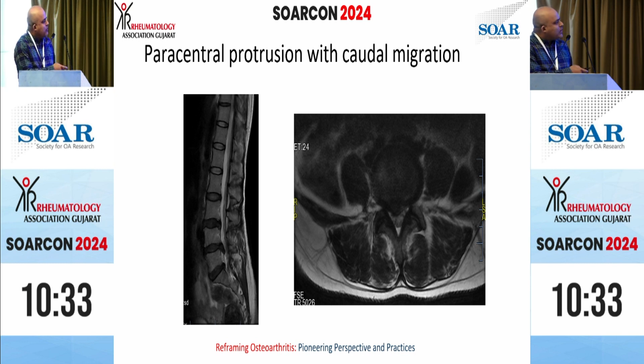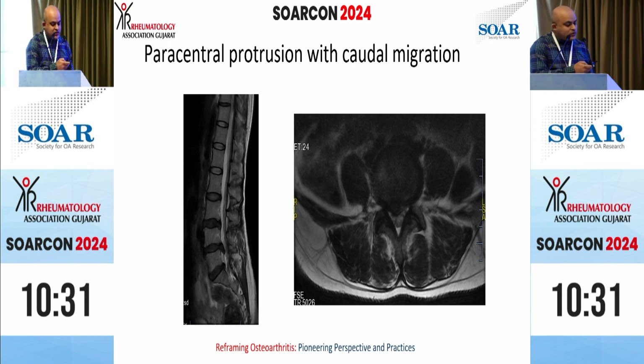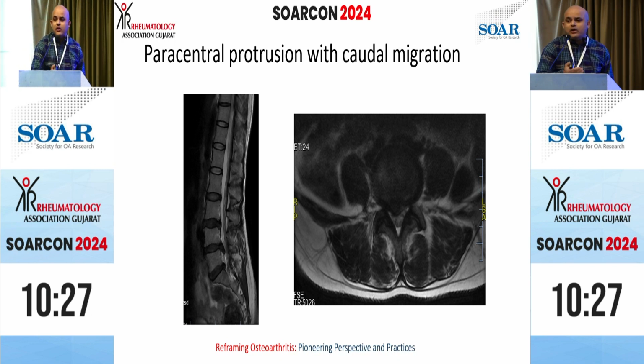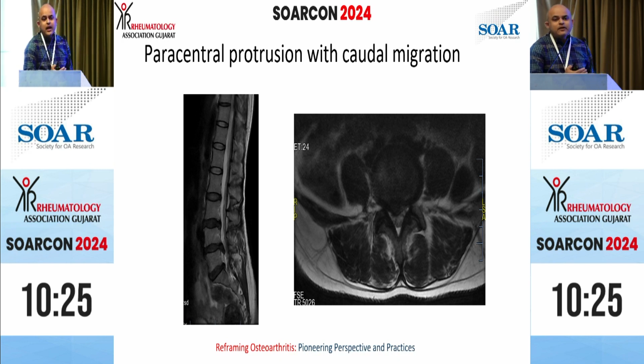So we also see the paracentral protrusion, which has also gone caudal. So it can either go cranial, it can go caudal, and this can produce different types of symptoms based on the nerve roots or the level of thecal sac. There is a compression.